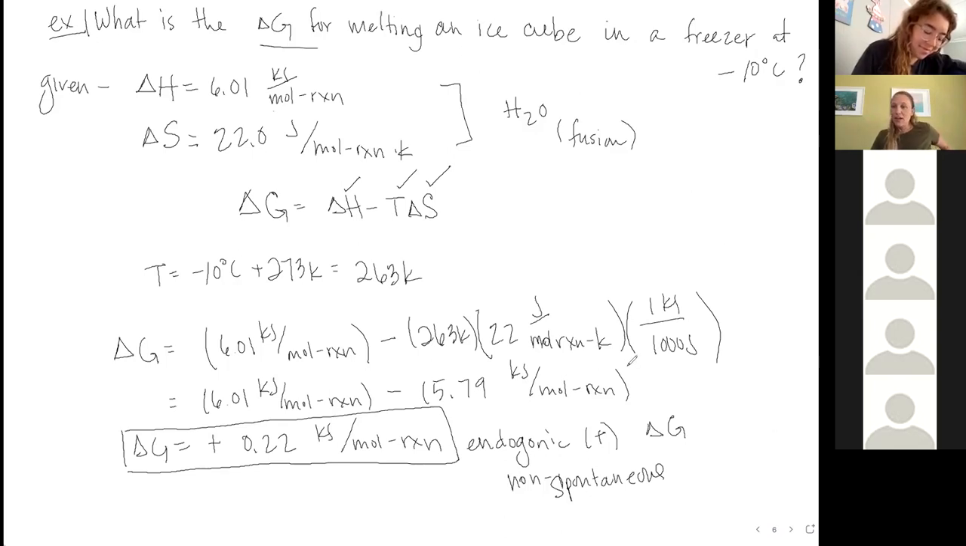All right, any questions about these kind of simple reactions?